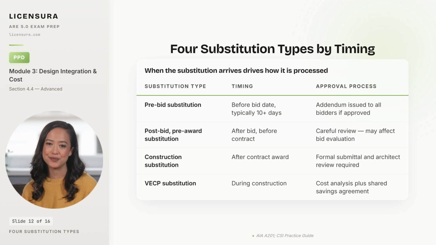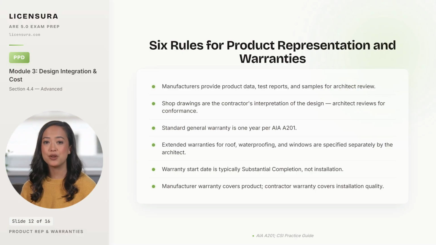6 rules cover product representation and warranties, and the exam tests several of them every cycle. First, manufacturers provide product data, test reports, and samples for architect review, and the architect reviews them against the spec, not against the architect's own preferences. Second, shop drawings are the contractor's interpretation of the design, and the architect reviews them for conformance with design intent, rather than approving them as means and methods. Third, the standard general warranty under AIA A201 is 1 year from substantial completion, which covers most of the construction work as a baseline.